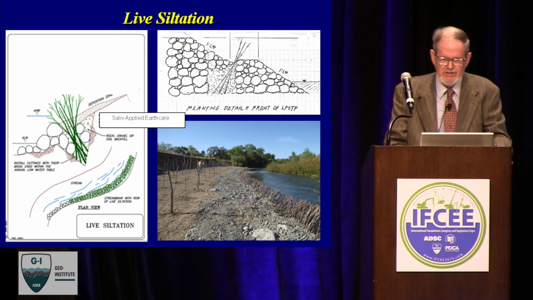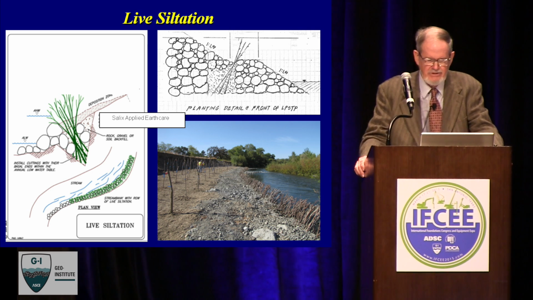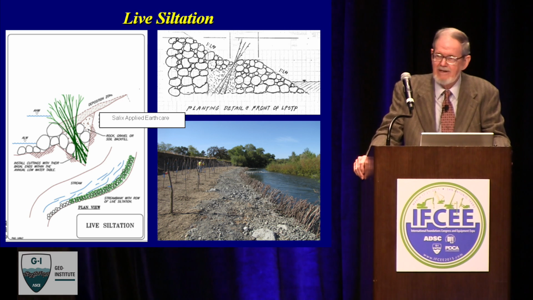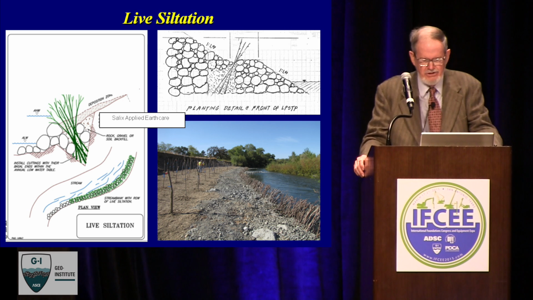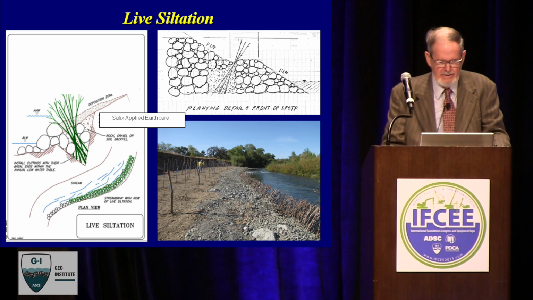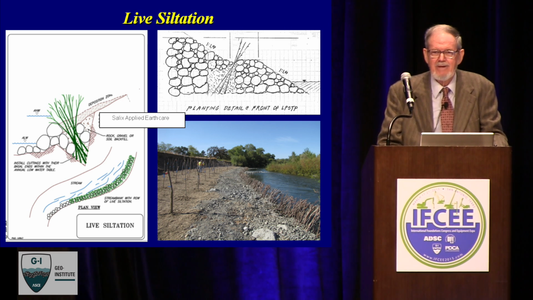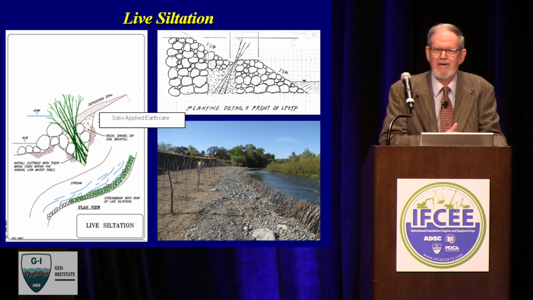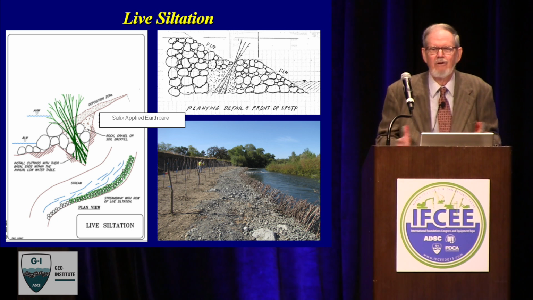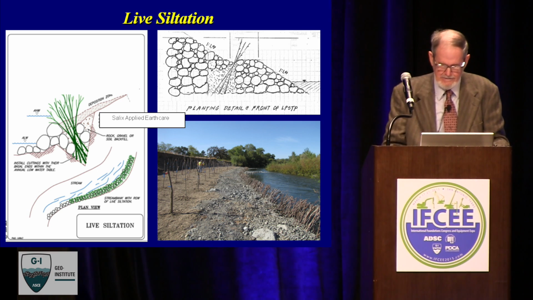A biostabilization technique known as live siltation was constructed along the leading edge of the rock pad. The willow cuttings added additional roughness and promoted sedimentation. Keep in mind that roughness on this bank here is okay because it's a hydraulically wide stream, and so it did not affect conveyance.